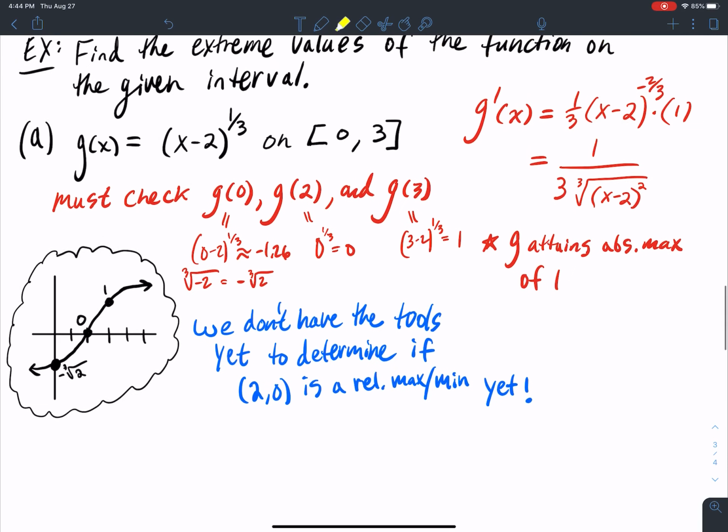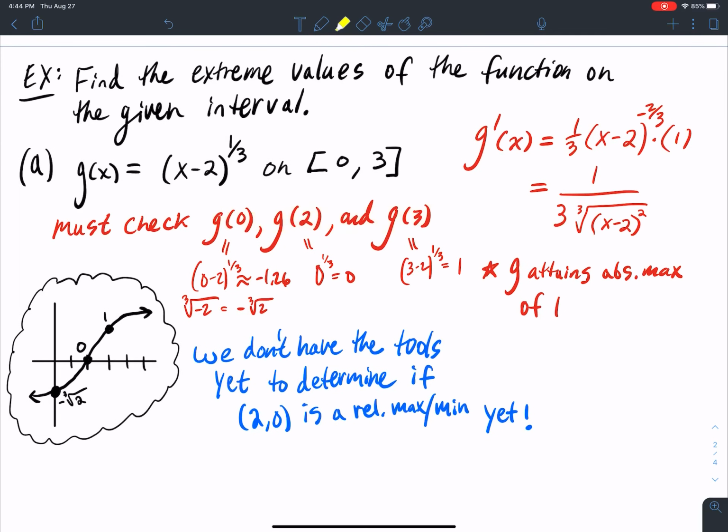Now, what does this tell us? Looking at our list of our 3, I have 0, I have negative cube root of 2, and then I have 1. So the biggest value is 1, okay? And that occurs at x equal to 3. I'm sorry, x equal to 0. Okay, so when x is equal to 0, I have an output. Oh, wait a second. What's going on here? Uh-oh. Made a typo here.